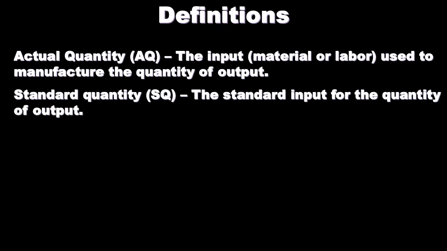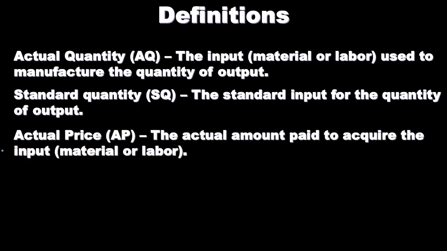And then the standard quantity, SQ, is the standard input for the quantity of output. So that's what we would expect to happen. We've got the actual, what actually happens, and the standard, kind of like the budget, what we think should happen under normal conditions. And then we've got the actual price, AP, the actual amount paid to acquire the input, material, or labor. And again, we're considering this in terms of material or labor, the production type of items. When we make inventory, labor, material, overhead, we're concentrating on material and labor.